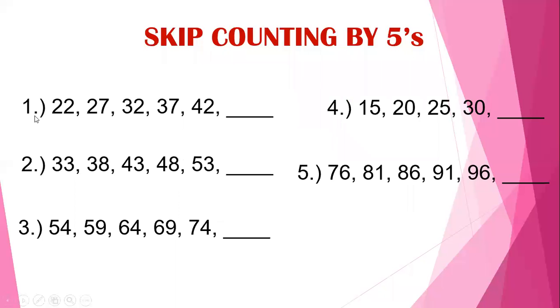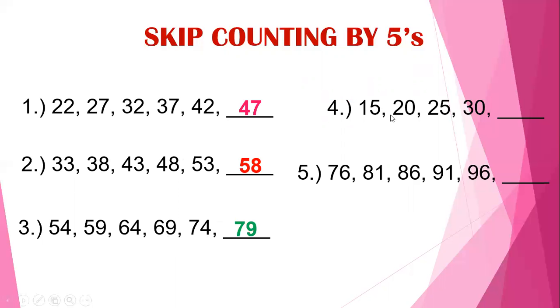Let's start with number 1: 22, 27, 32, 37, 42. The next number will be 47. For number 2: 33, 38, 43, 48, 53. The next number will be 58. Number 3: 54, 59, 64, 69, 74. The next number will be 79.